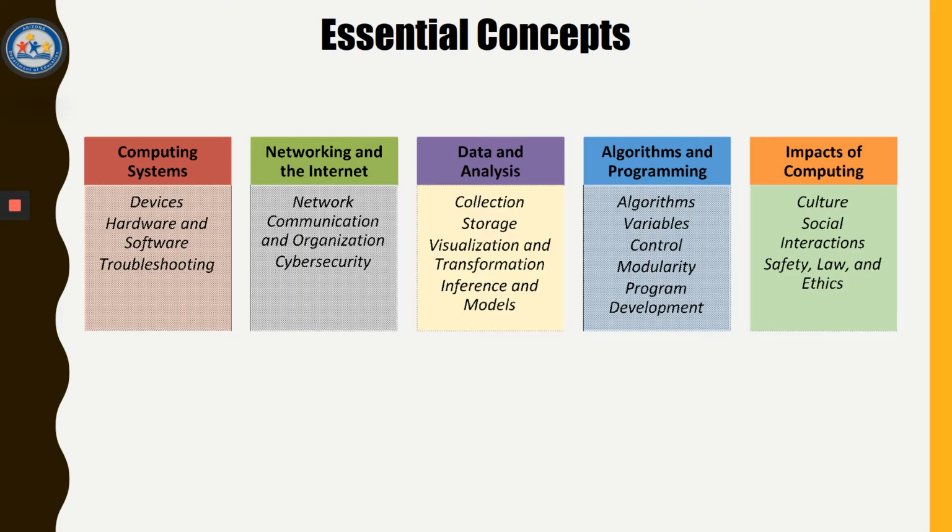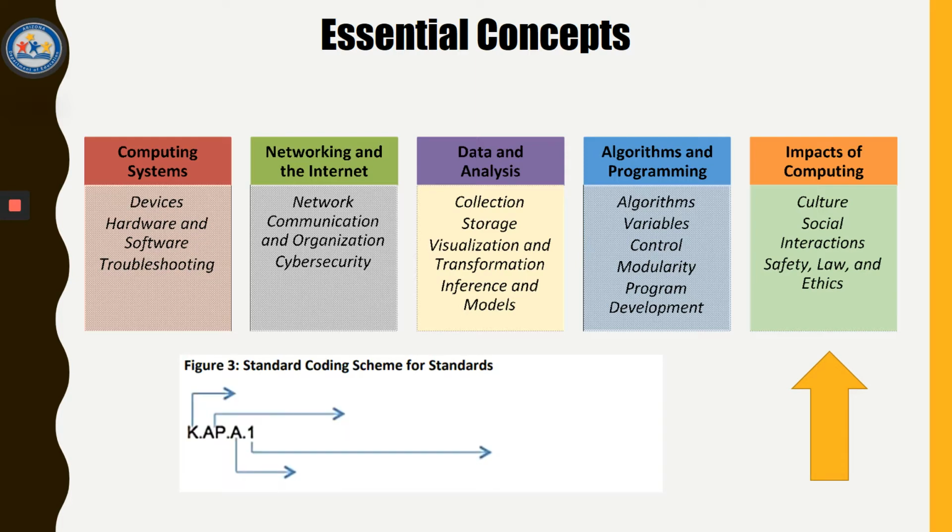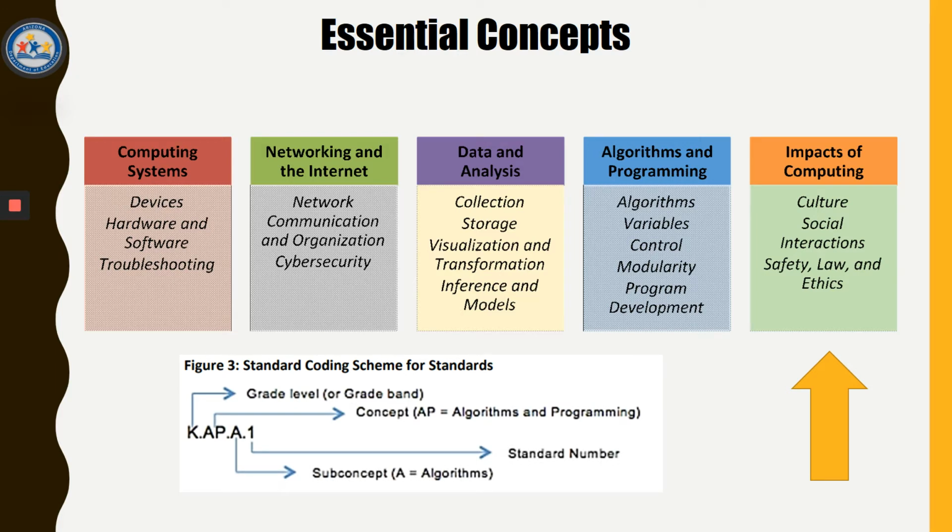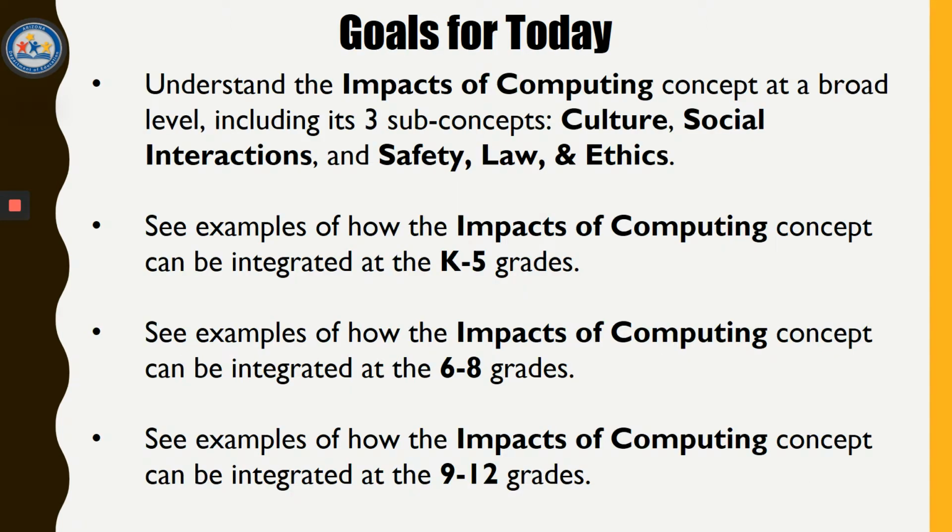So first, an overview. The Arizona Computer Science Standards are organized into 5 overarching concepts that span all grade levels. Today, we'll be focusing only on the impacts of computing concept. When reading the standards themselves, they are organized first by grade level, then by concept, then by subconcept, and lastly by identifying number. In this video, we'll only be focusing on the impacts of computing concept.